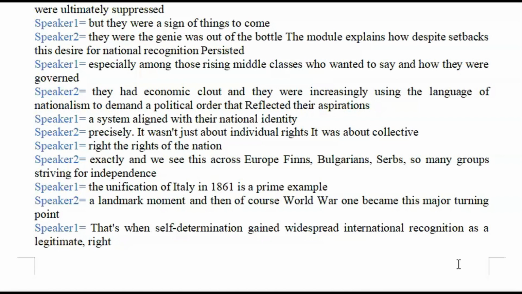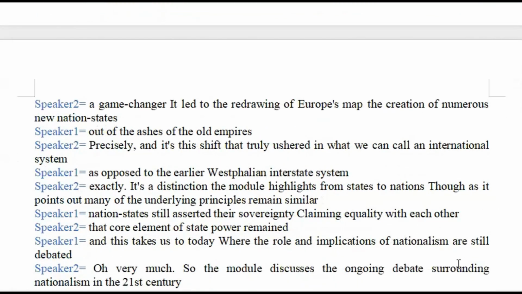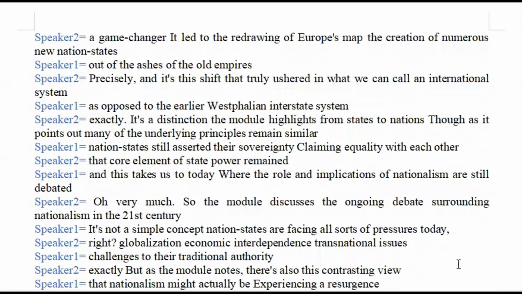A landmark moment. And then, of course, World War I became this major turning point. That's when self-determination gained widespread international recognition as a legitimate right. A game changer. It led to the redrawing of Europe's map, the creation of numerous new nation-states. Out of the ashes of the old empires. Precisely. And it's this shift that truly ushered in what we can call an international system. As opposed to the earlier Westphalian interstate system. Exactly. It's a distinction the module highlights. From states to nations. Though, as it points out, many of the underlying principles remained similar. Nation-states still asserted their sovereignty, claiming equality with each other. That core element of state power remained.